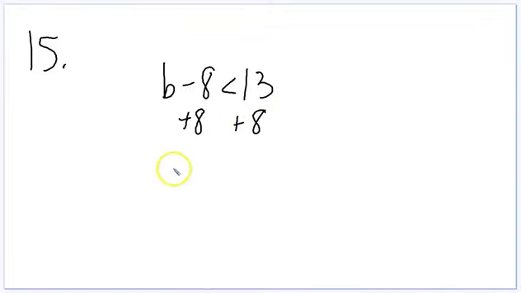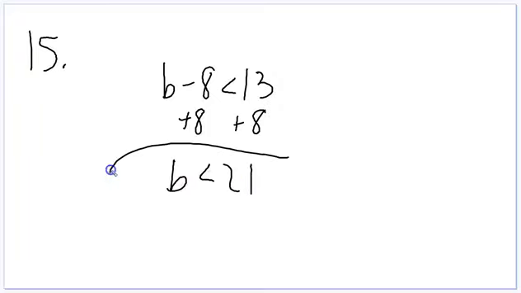Which is the solution to the inequality? B minus 8 is less than 13. Okay, this one's super easy. I'm just adding 8 to both sides. And I get B is less than 21. Boom. Bada bing, bada boom. Donezo. Number 16, bring it on.